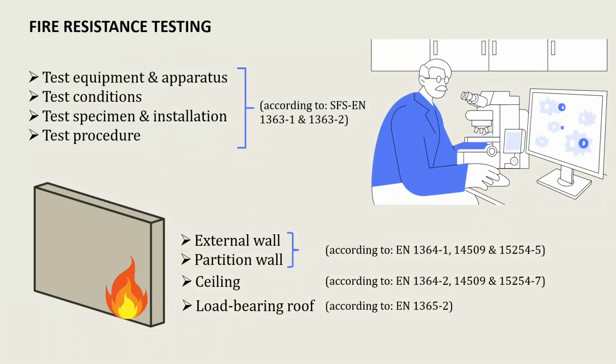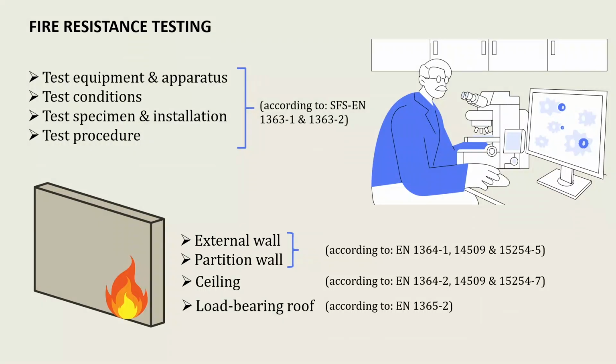Partition wall panels are evaluated for their ability to act as barriers between different compartments within a building. The test assesses their load-bearing capacity, integrity, and thermal insulation to ensure they prevent fire and smoke from spreading between rooms. Ceiling panels are tested for their resistance to fire exposure from below. This ensures that they can protect the upper floors from fire and heat, maintaining the building's structural stability and safety.